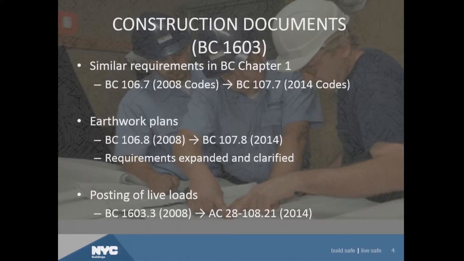Okay. Construction documents. There were some minor changes and improvements to the requirements for construction documents. In general, just coordinating with the latest edition of the reference standards themselves, but just to also bring it back around, there are also construction document requirements in Chapter 1 of the Building Code. BC 106.7 of the 2008 codes, and now under the 2014 codes, 107.7 have some good requirements that we really shouldn't neglect.